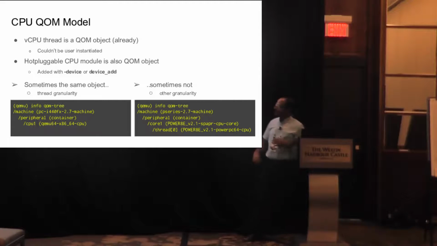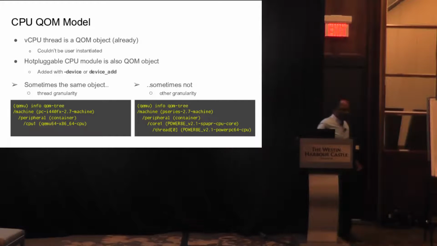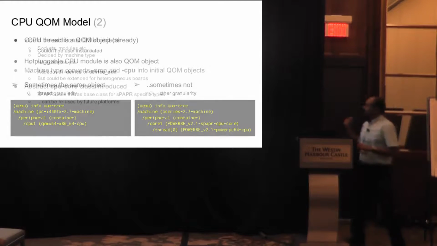is directly sitting on machine peripheral in the QOM tree. If you compare that with what we have in pSeries, where the granularity is core, we have this core object sitting on machine peripheral and then the thread object sitting underneath it. So what is directly user instantiable here is the core, while the thread is kind of indirectly instantiated.